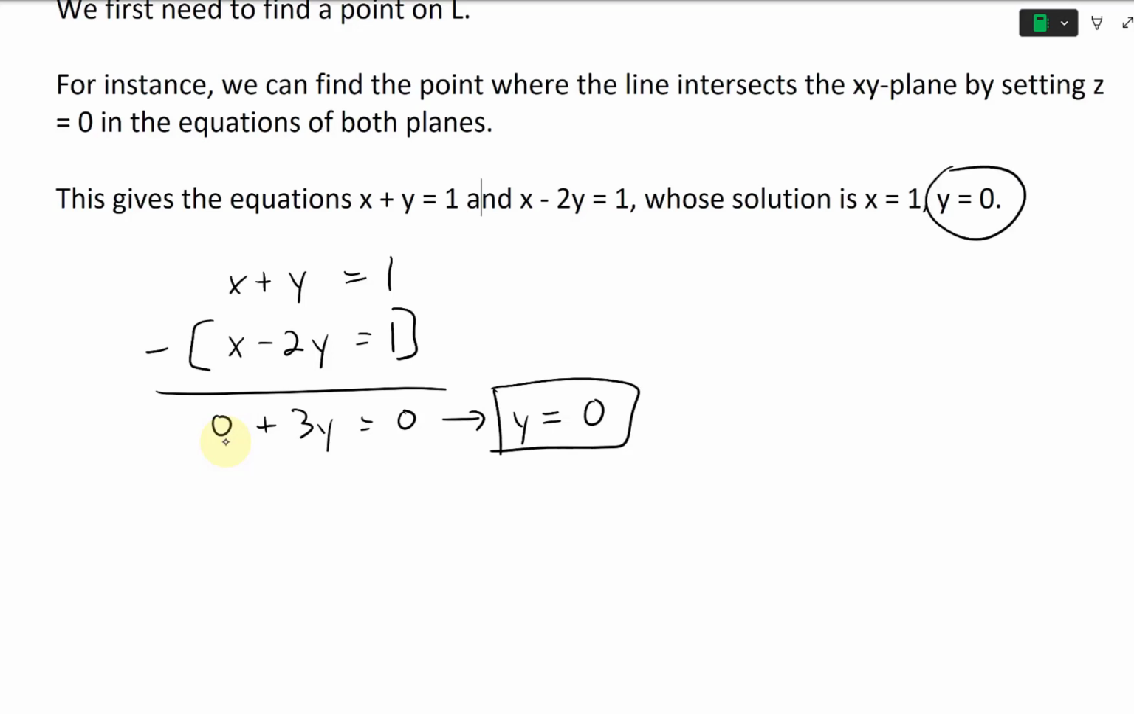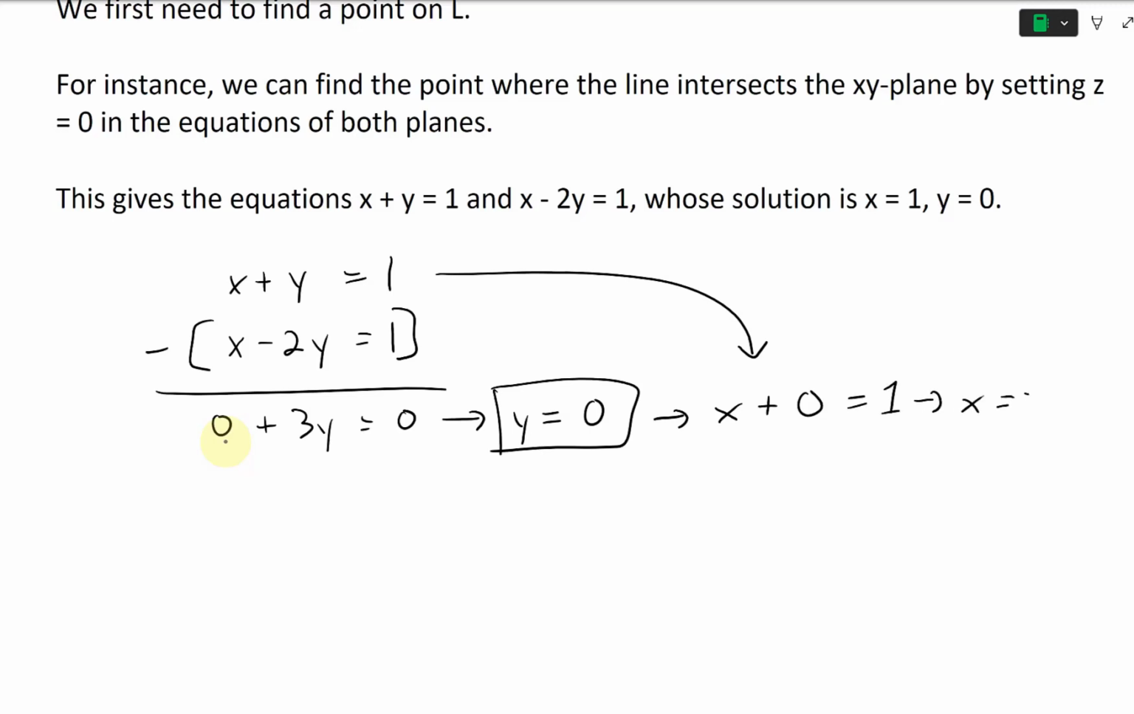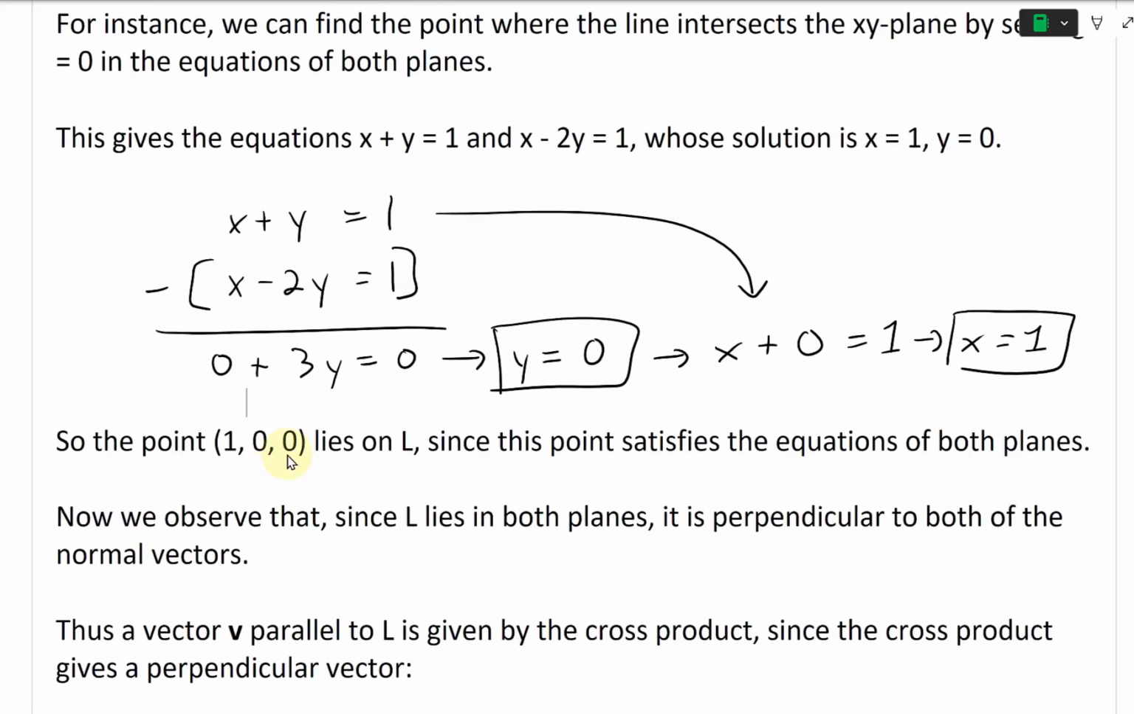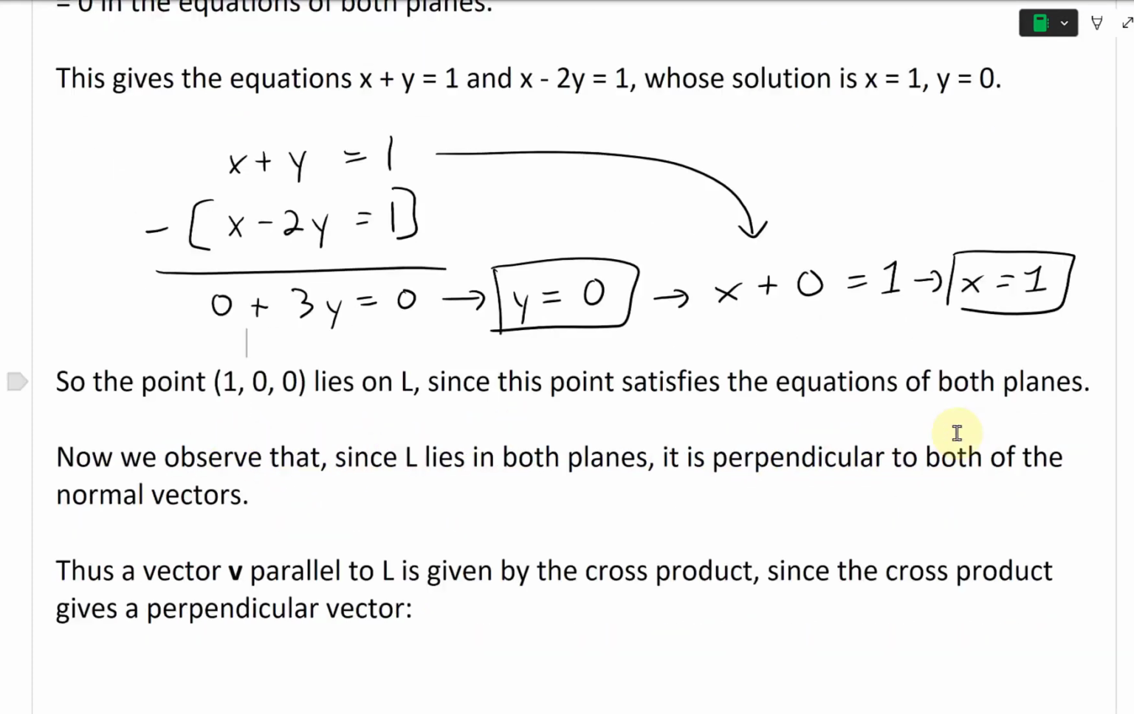And then the last one, we just plug that inside. So this means now we'll get x plus 0 equals 1. So in other words, x equals 1. Yeah, so we have these 2 values, so now we have the point. It's going to be (1, 0, 0). All right, so the point (1, 0, 0) lies on L, since this point satisfies the equations of both planes.